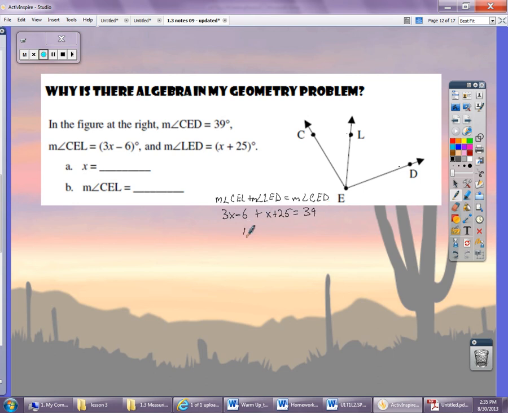We put our x terms together, so we get 4x plus 19 is equal to 39. We subtract 19 from both sides. We have 4x is equal to 20. Divide by 4, and x is equal to 5. So we know that x is equal to 5, and then it asks us the measure of angle CEL. Well, we plug 5 back in, so we have 3 times 5 minus 6. 15 minus 6 is 9 degrees. So the measure of CEL is 9 degrees.